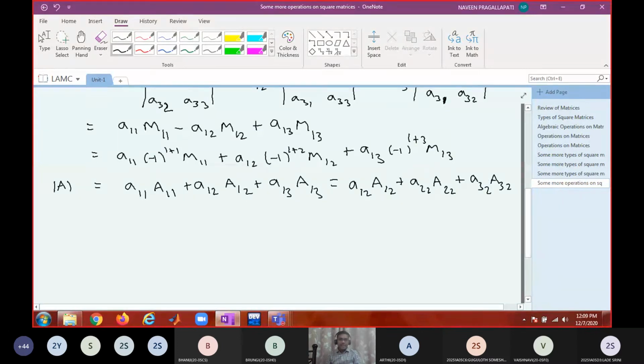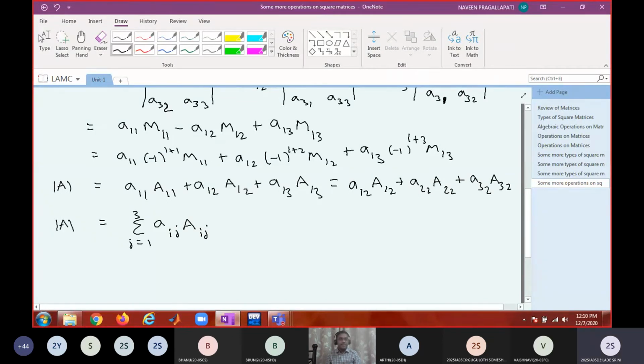If I am selecting a row, how do I write it in sigma notation? Summation. Which one is varying? Row is fixed, first row is fixed here. Column is changing: first column, second column, third column. Right? So j runs from 1 to 3, i is fixed, sigma Aij into capital Aij.